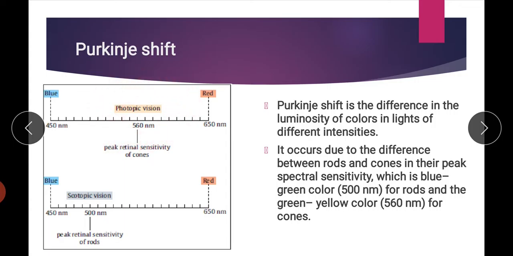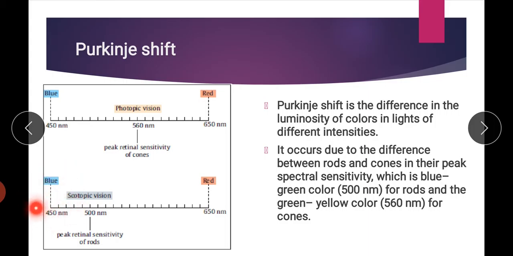It means it has the same luminosity, because of the photopic reason: the spectral sensitivity of the cones is equidistant from blue and red color, while the peak sensitivity of rods is near the blue colors.